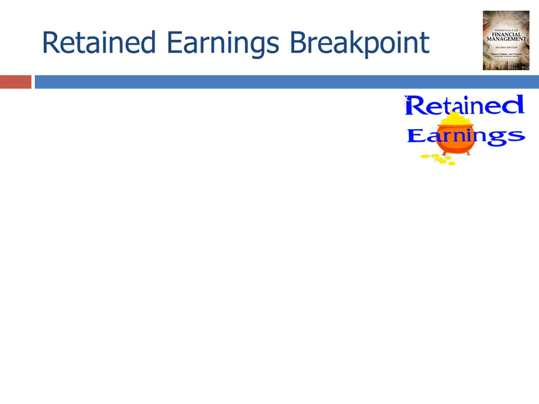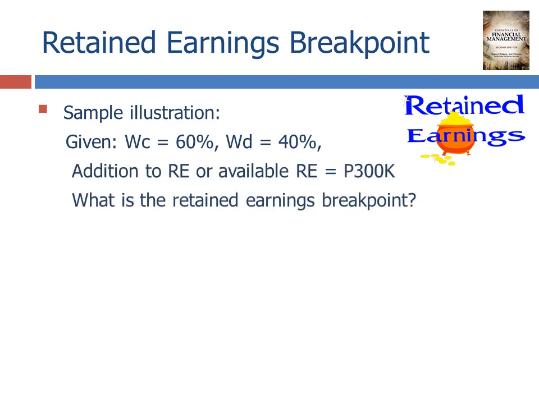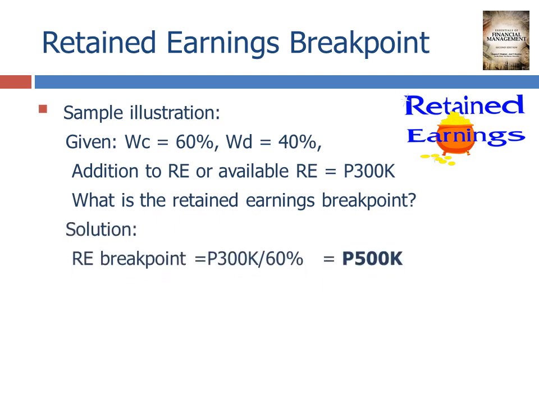Okay, next for the illustration of retained earnings breakpoint. So you have this problem. Given that the capital structure is 60% equity, 40% debt, and your addition to RE, which is basically your net income for the year or available RE that can be used, is 300,000. What is the retained earnings breakpoint for the total amount of capital that can be used before you issue new common stock? We just divide the 300,000 available RE by the 60% percentage of common stock, you get 500,000.